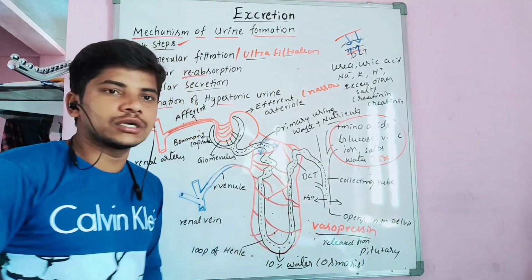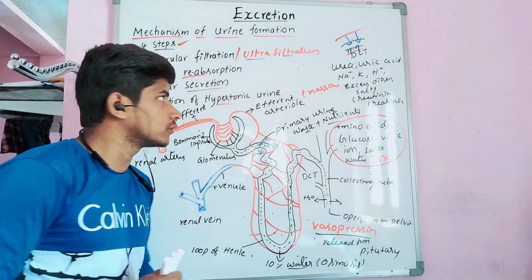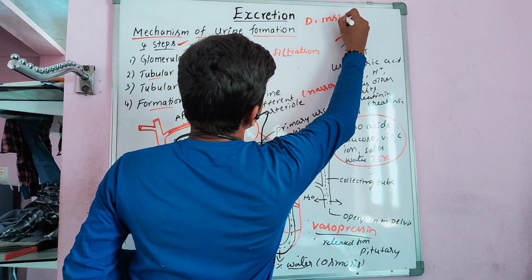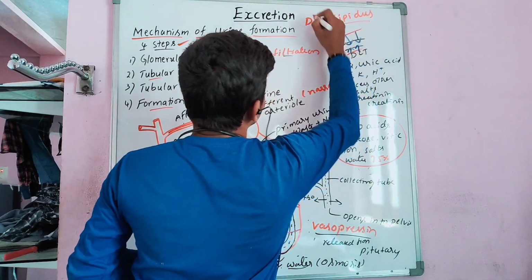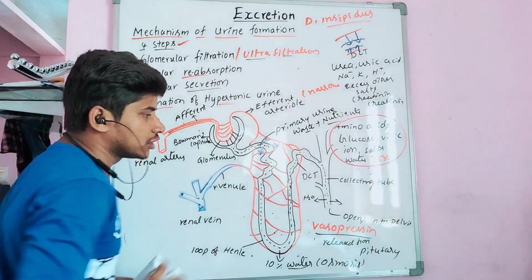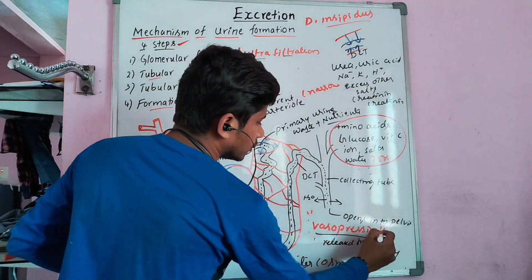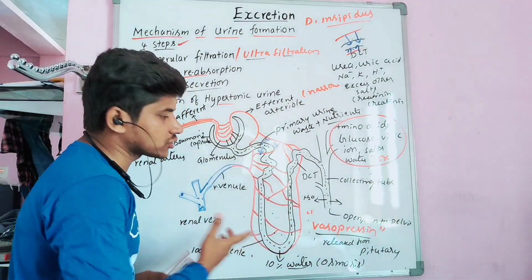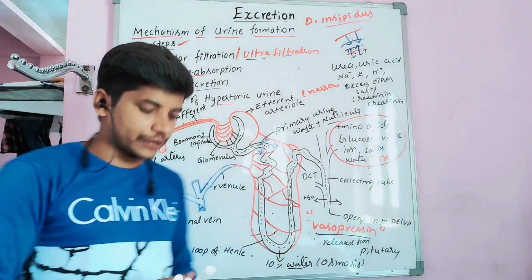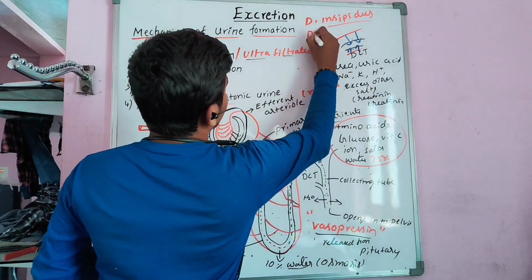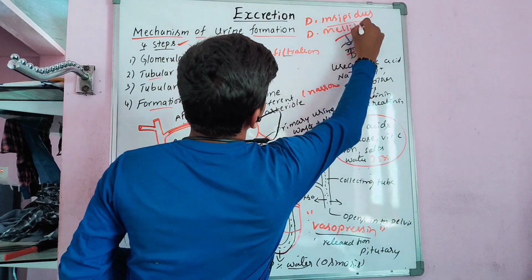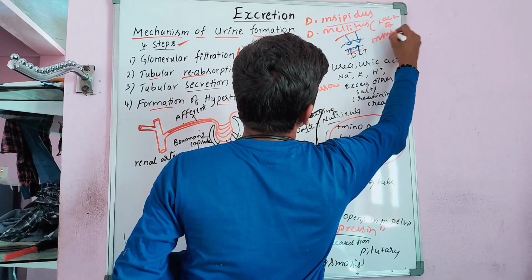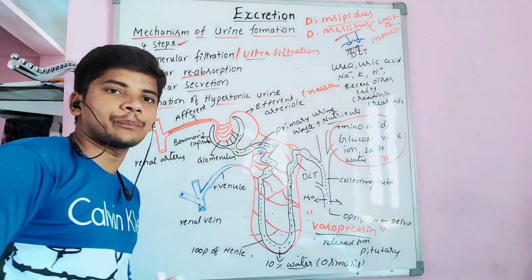Now if vasopressin is not secreted in enough amount, that leads to formation of dilute urine, that we call diabetes insipidus. Diabetes insipidus is a disease, a type of diabetes. It is due to lack of vasopressin. So when the vasopressin is not secreted in sufficient amount, it leads to formation of dilute urine, that causes what? Diabetes insipidus. We know another type of diabetes, that is what? Diabetes mellitus. This is due to lack of insulin. Insulin is a hormone which is secreted from the pancreas.